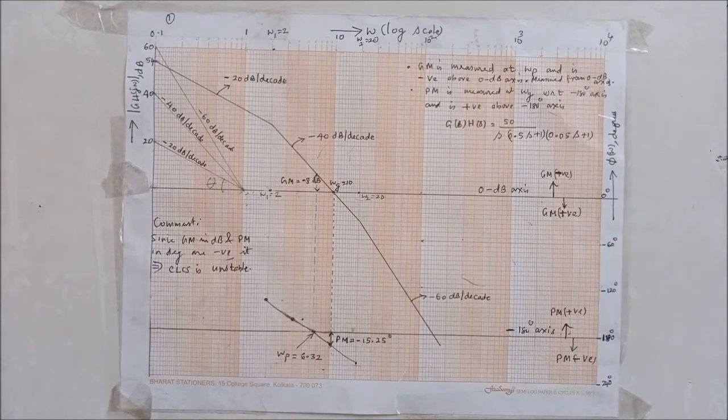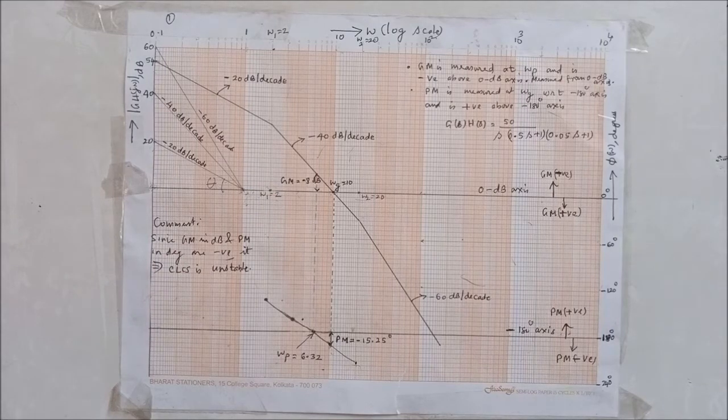The most critical point here is that the phase curve crosses the minus 180 degree axis at a frequency omega p equal to 6.32. Omega p is called the phase crossover frequency. Phase crossover frequency is the frequency at which you measure gain margin.